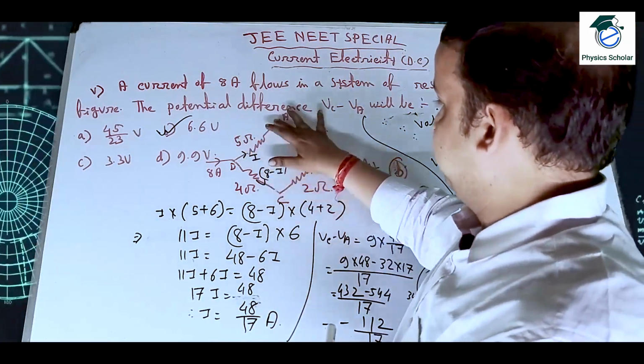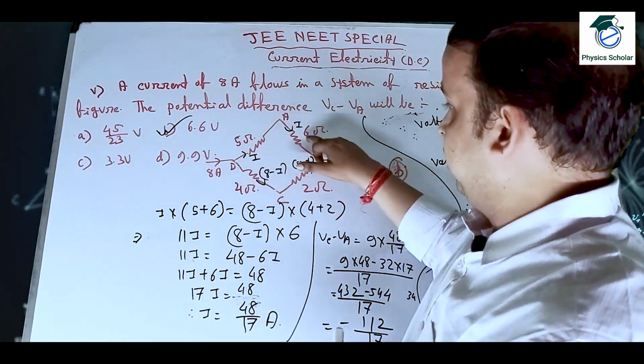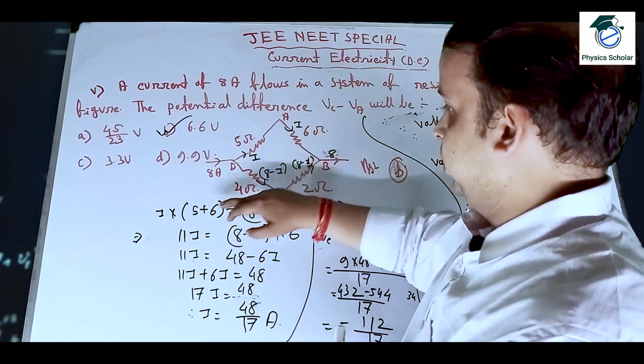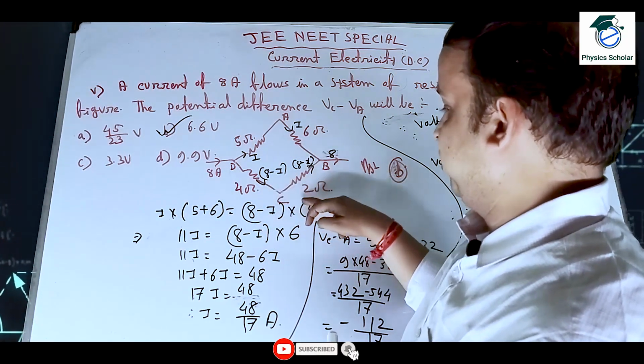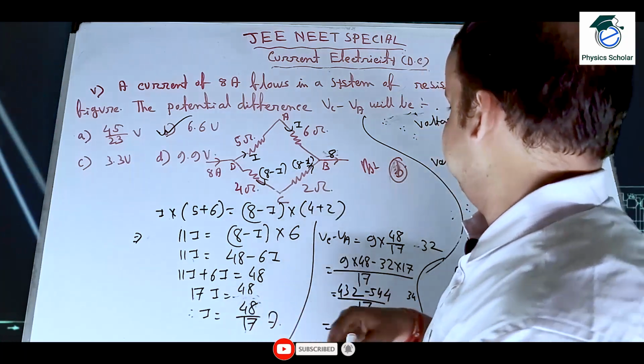So in the balance condition, what will happen? This and this will be equal. So I into 5 plus 6 is equal to 8 minus I into 4 plus 2. So the value of I is coming like this, clear?